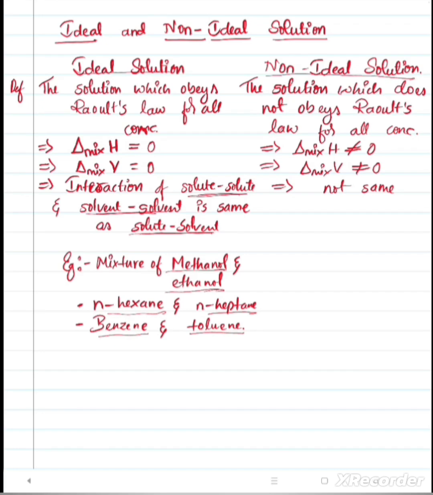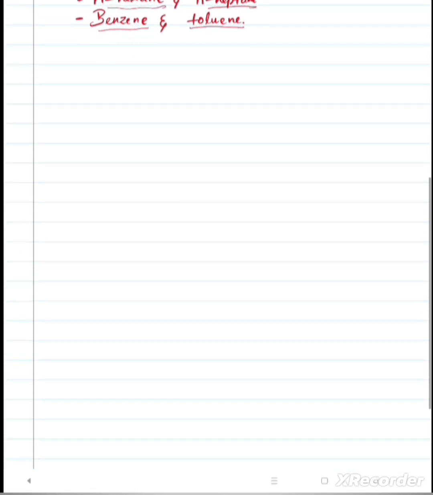Okay, then next, examples for non-ideal solution. We'll discuss this non-ideal solution, which again we classify into two types, that is one is positive deviation, negative deviation. There are two types under non-ideal solution. For this I will give examples, and those examples only you can consider for non-ideal solution. Okay, so these two also very important. What is that?